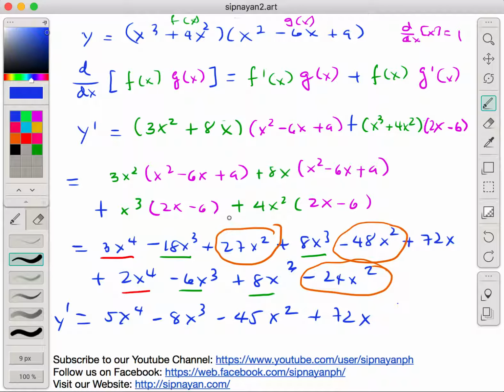Alamin nyo itong ganitong strategy ng pag-multiply ng polynomials, yung i-distribute actually. Aralin nyo ng mabuti kasi I think mas madali, for me, mas madali ito. And of course, from here, ang calculus lang natin actually ay ang transition from here to here. So, lahat ito after nito, puro na yan algebra. That's just multiplication and addition of polynomials. So, it's really nothing new.